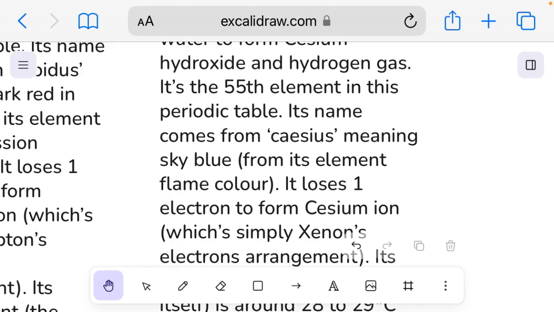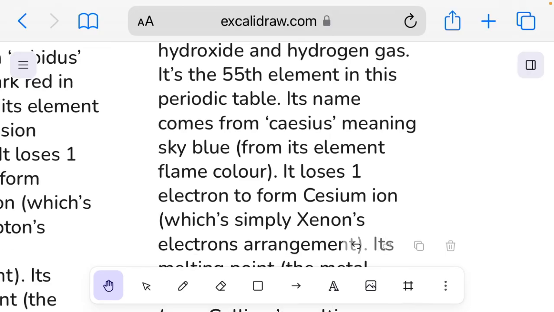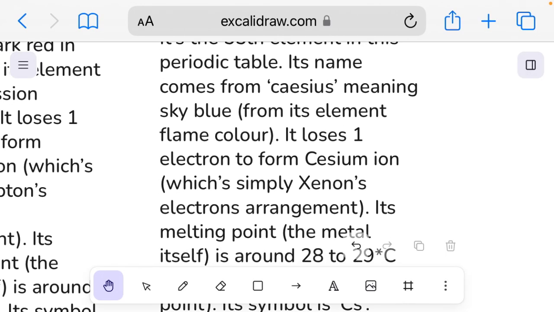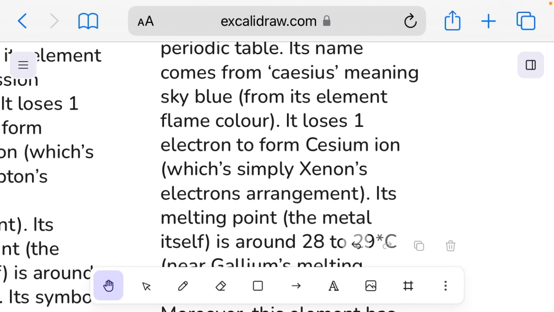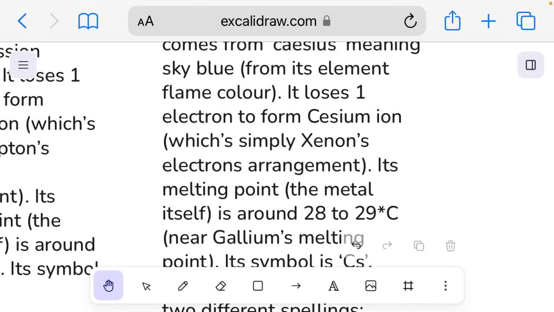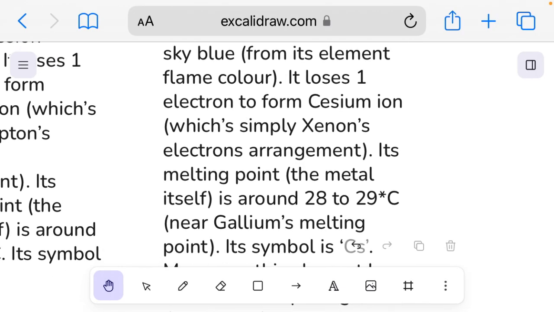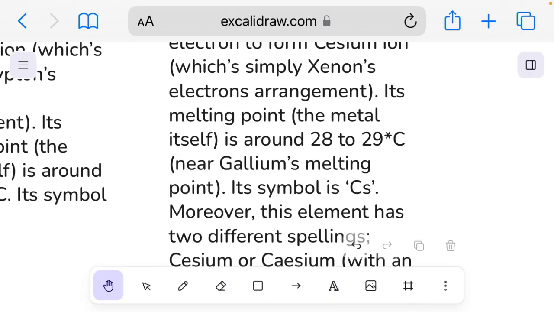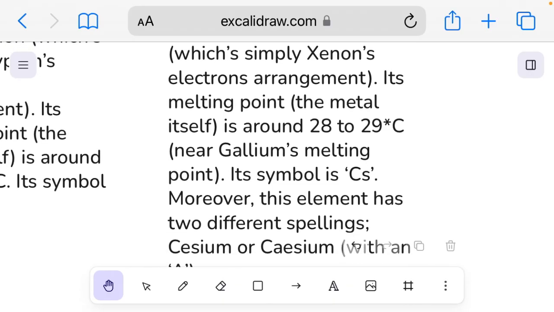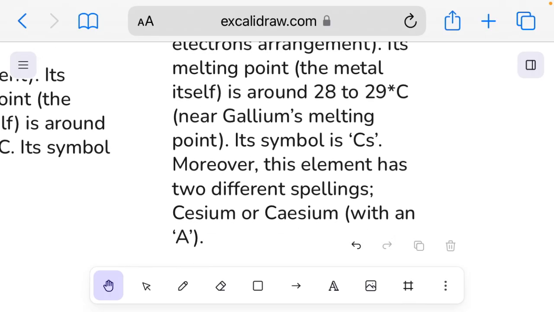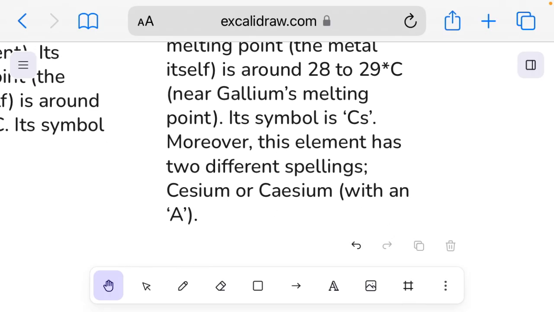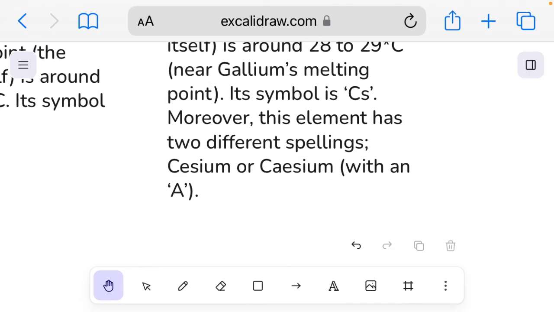Its name comes from caesius. I try my best to pronounce it, meaning sky blue, from its flame color. It loses one electron to form a cesium ion, which simply has xenon's electron arrangement. Its melting point, the metal itself, is around 28 to 29 degrees Celsius, near gallium's melting point. Its symbol is Cs. Moreover, this element has two different spellings, cesium or caesium with an A.